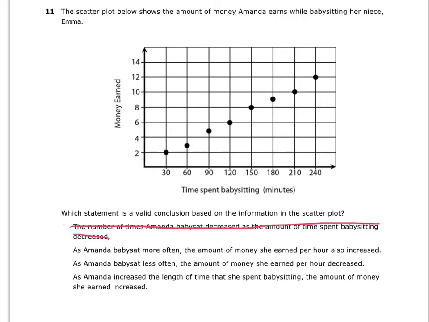The next choice is the one that at least 5 people in this classroom are going to pick, and it is wrong. It says that as Amanda babysat more often, the amount of money she earned per hour also increased. That is not true. What do you call the amount you make per hour? Not profit. That is your wage.